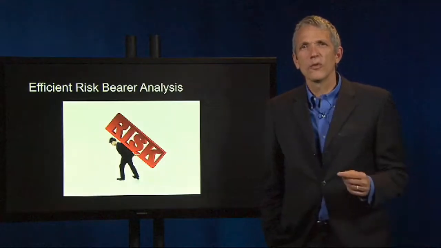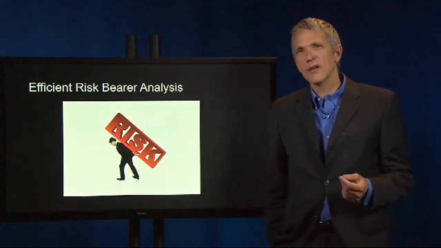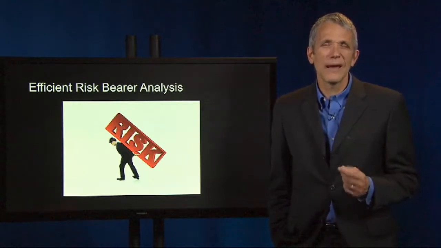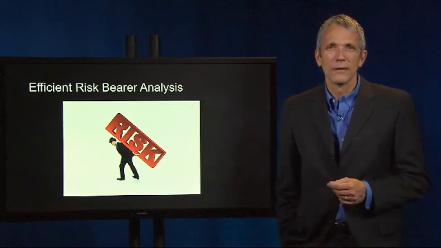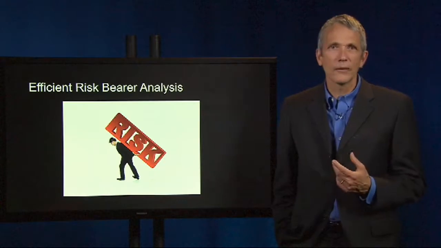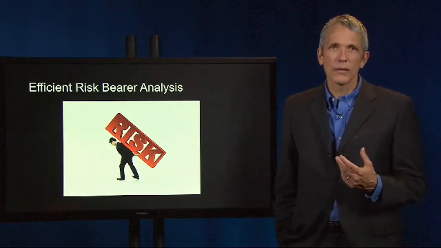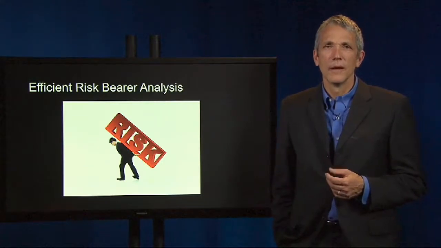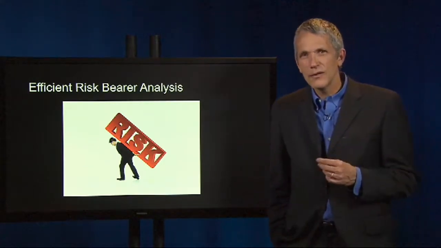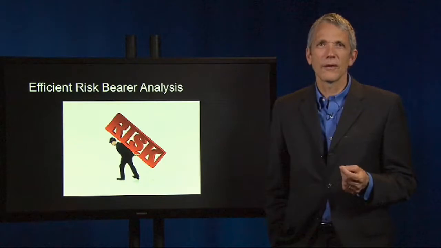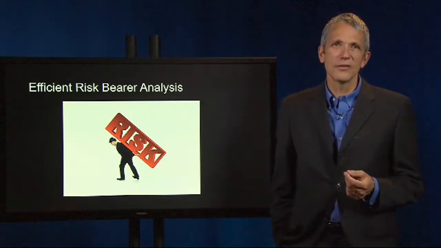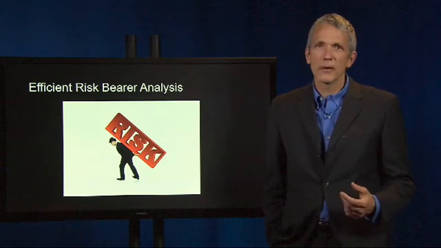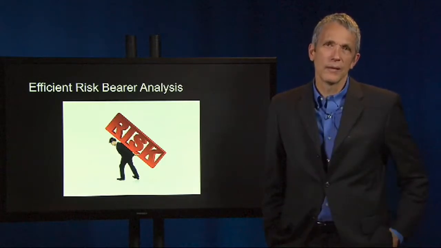Recall that the efficient risk-bearer analysis suggests that a risk should be allocated to the party who's best able to bear the risk. How does the Taylor v. Caldwell case square with this concern of economic efficiency? Well, the rule that the continued existence of a thing necessary for performance is an implied condition ignores whether the defendant promisor may be the better bearer of the risk of the thing perishing.